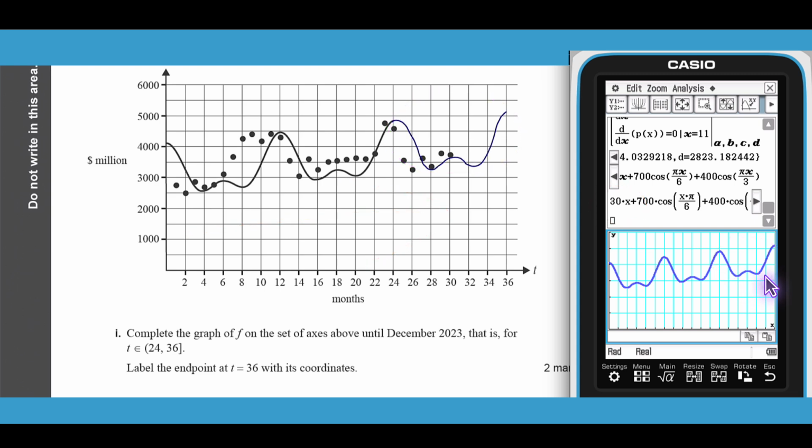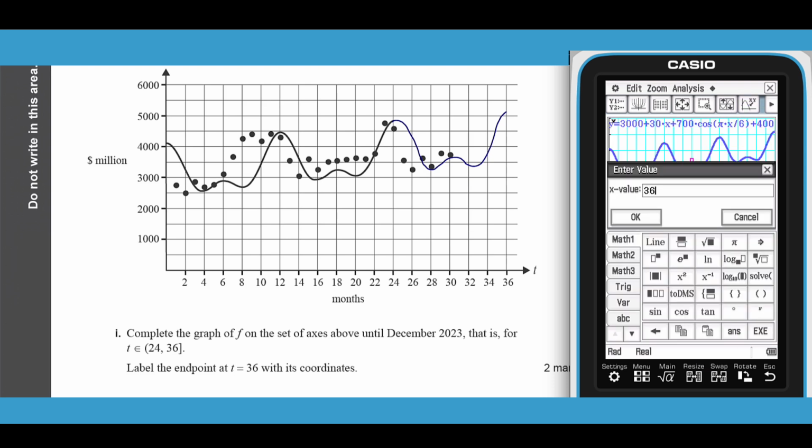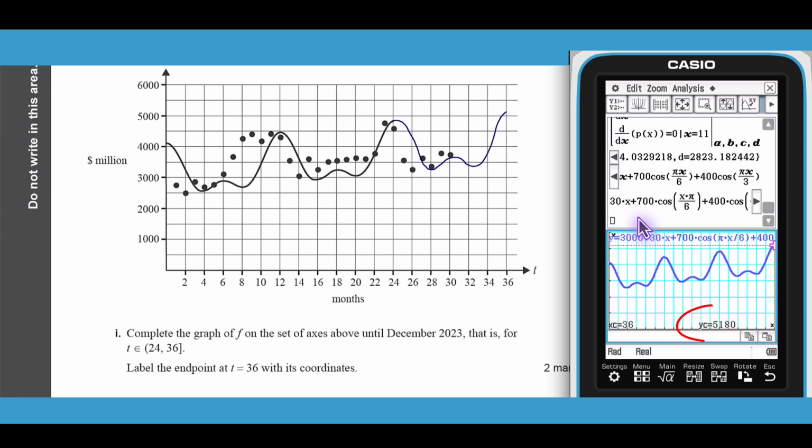We are told to label the endpoint of our graph with its coordinates, so we better do that. I'm going to tap the trace icon at the right hand end of the toolbar, then type in the x coordinate of 36, giving me the y coordinate of the endpoint.